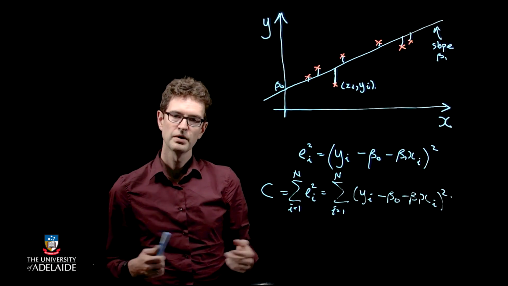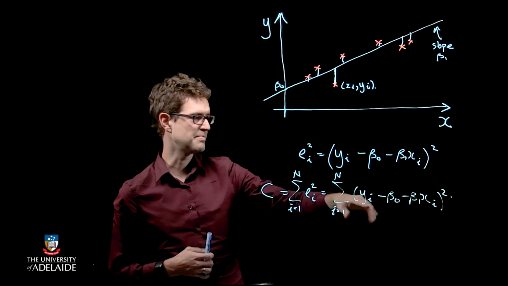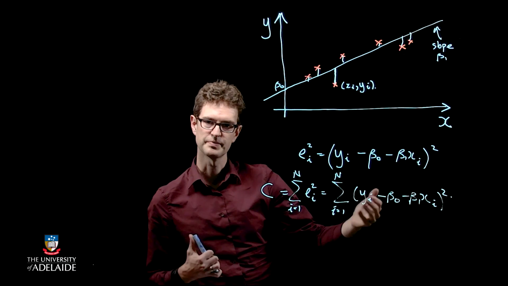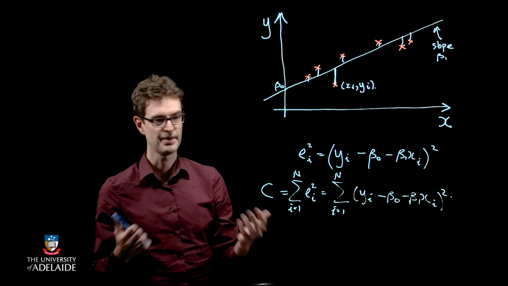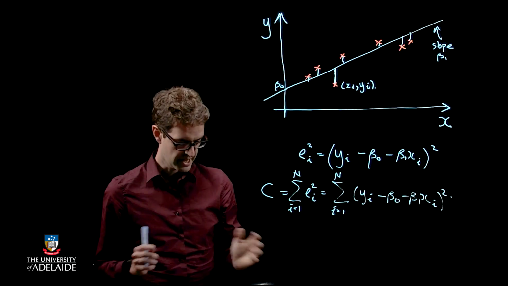So how do we do that? Well, if you know any calculus, you can maybe imagine differentiating this function with respect to beta 0 and beta 1, setting the derivative equal to 0 and finding local minima and maxima that way. If you don't remember calculus, then that's fine.